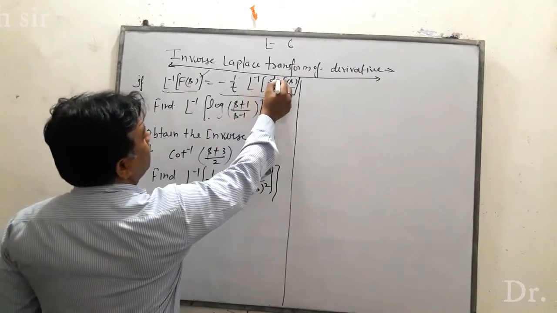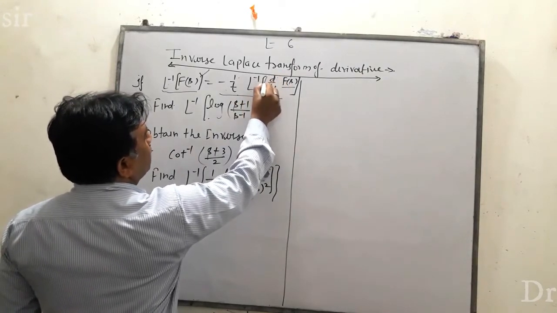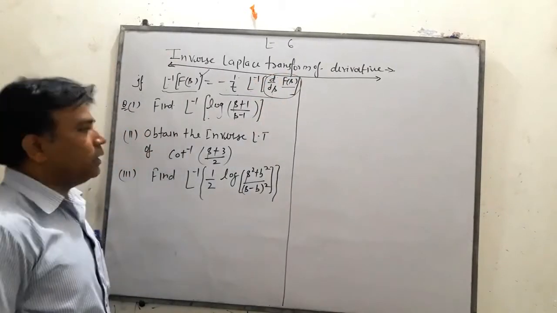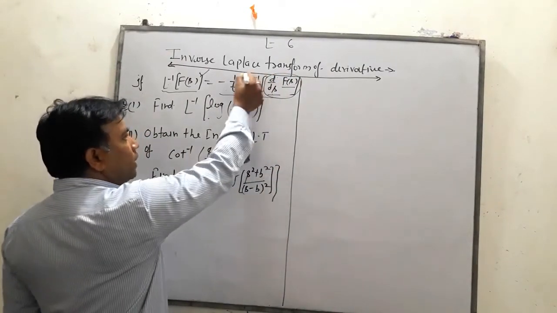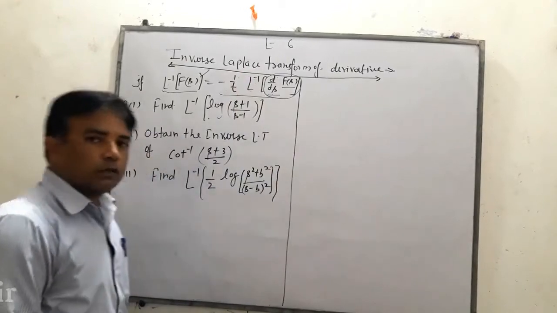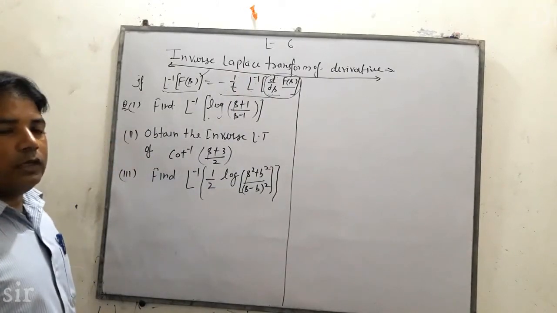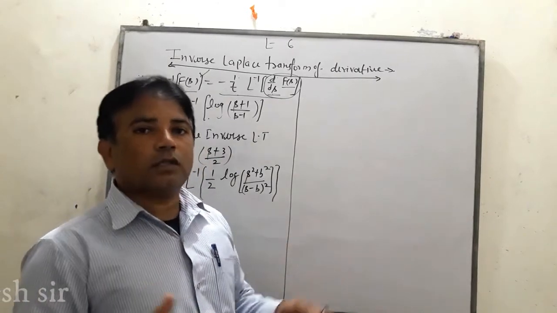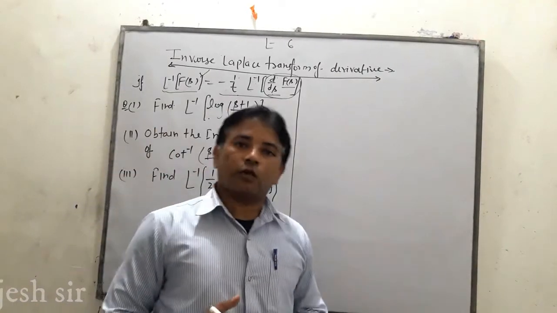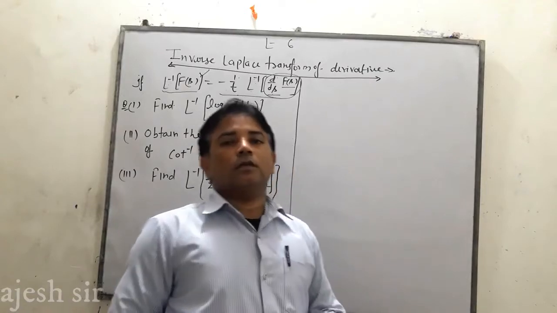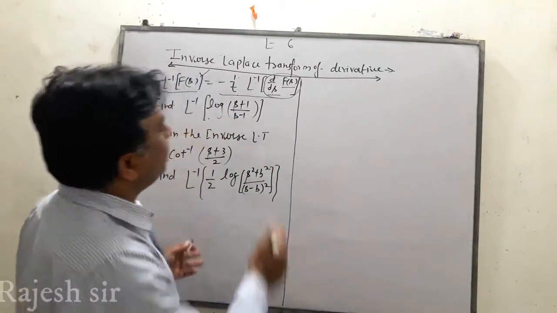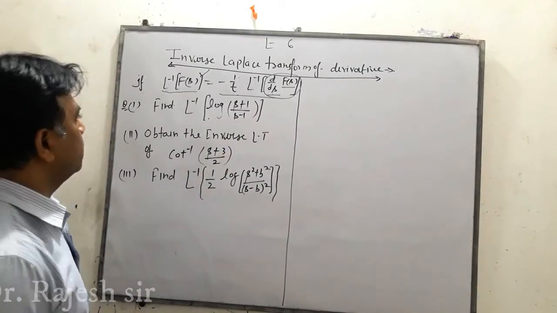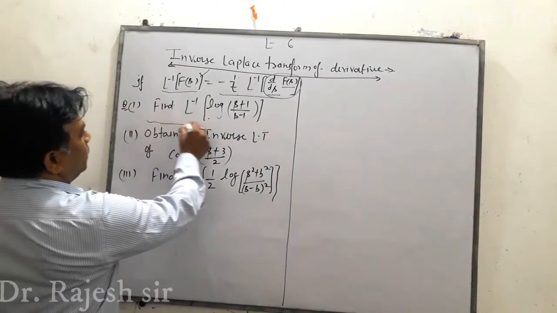We first differentiate the function with respect to s, and after that take the inverse Laplace transform. Because we do not know the inverse Laplace transform formulas for all trigonometric functions and logarithmic functions, we use the derivative method to find the inverse Laplace transform. Let's start with this function.